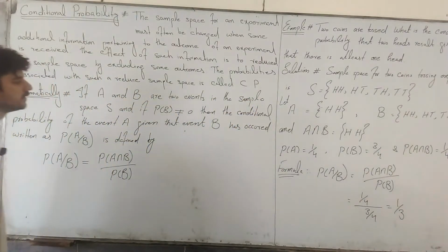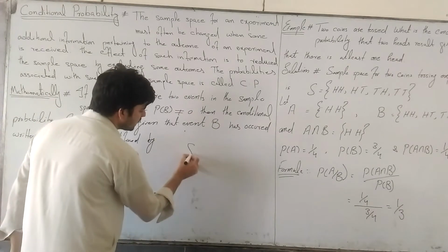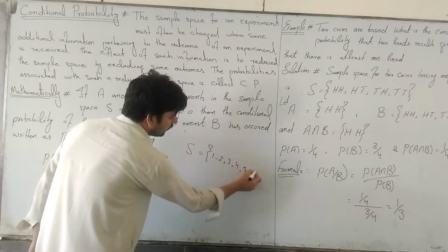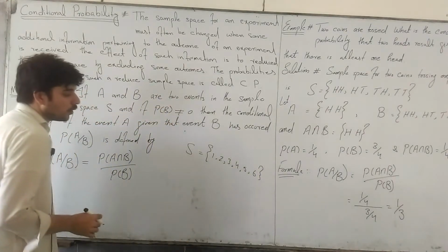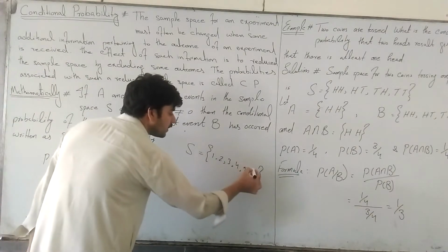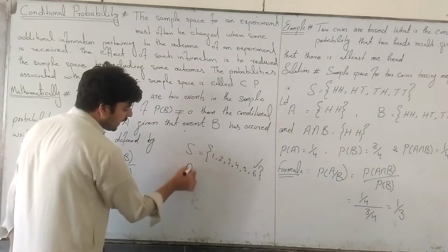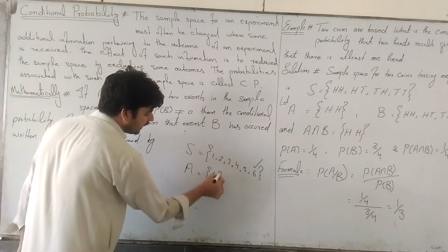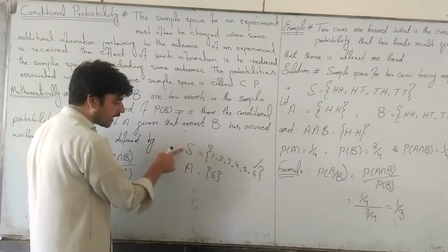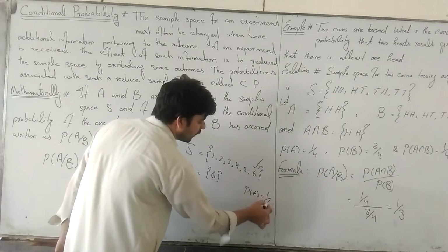conditional probability. For example, in a die throwing experiment, the sample space is 1, 2, 3, 4, 5, 6. Suppose we are interested to find the probability of even number 6, so let A be equal to the set containing 6. If we find the probability of A on the basis of the set S, then the probability of A is equal to 1 by 6.